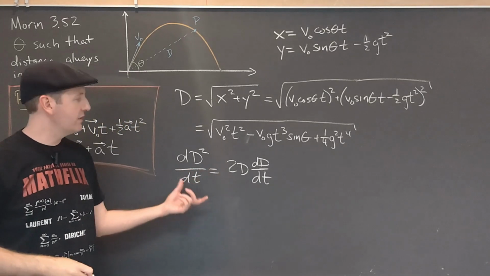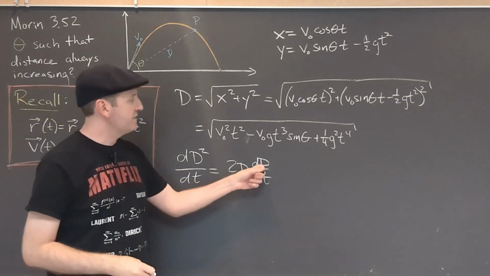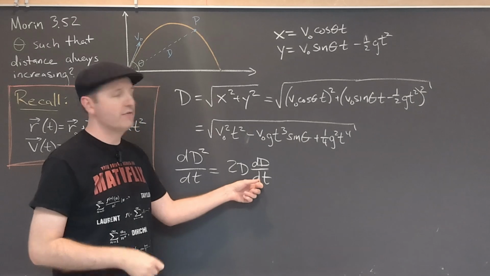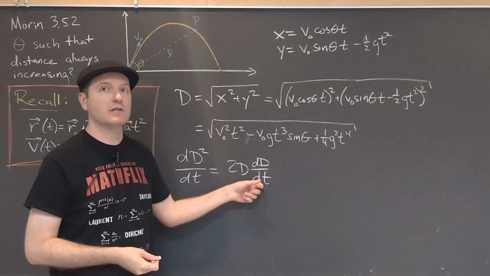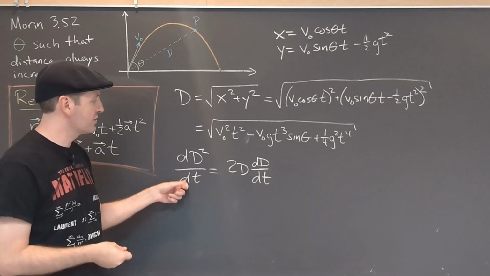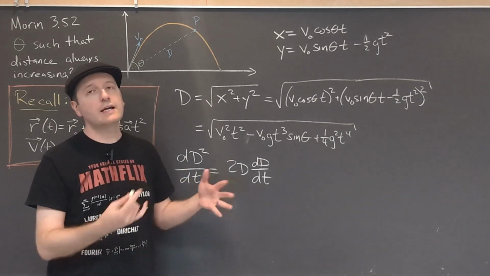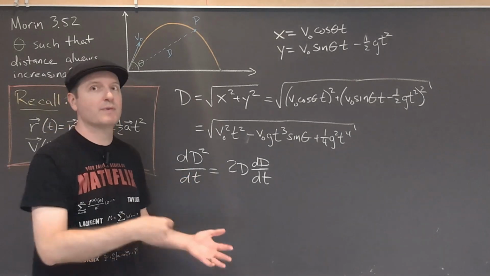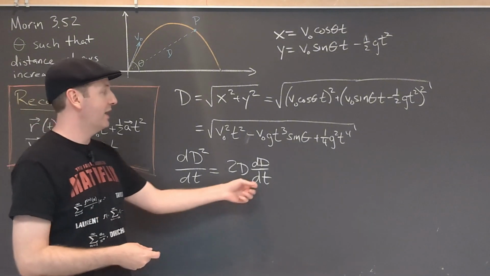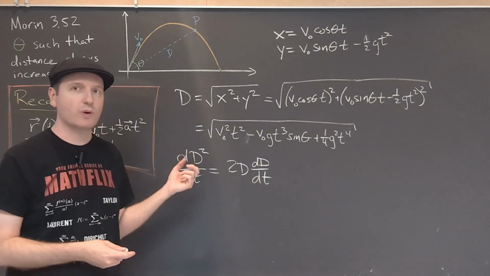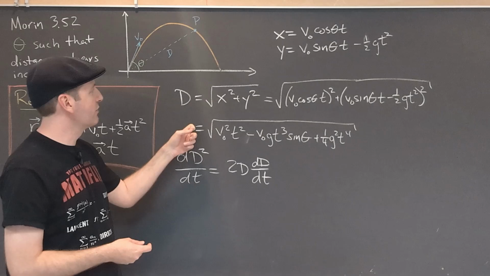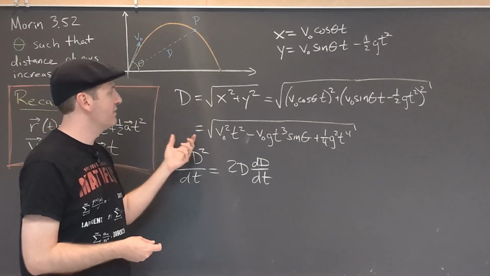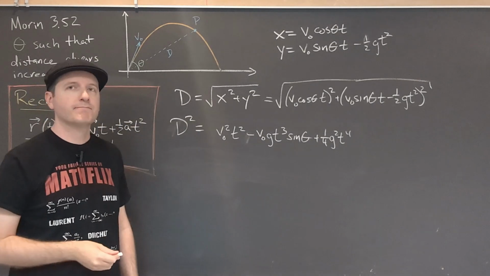Notice that if we take this derivative using the chain rule, if the derivative of the function itself is equal to 0, then the derivative of the function squared will also equal 0. It doesn't guarantee that a max is always a maximum and a min is always a minimum, but an extremum of d will always be an extremum of d squared. So let's just get rid of the square root here, and we'll take a derivative of d squared.